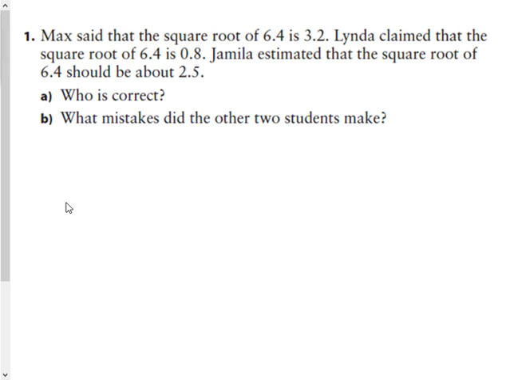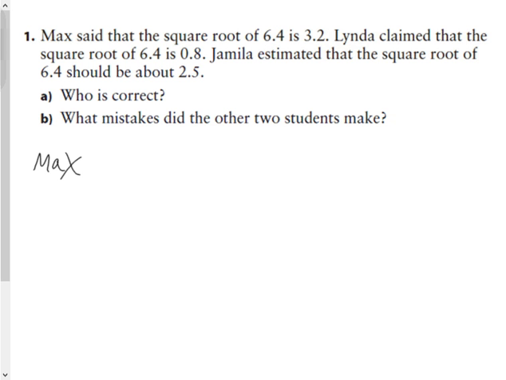All right, this is section 2.4, your final section of rational numbers. This is calculating the square root of rational numbers in decimal or fraction form, as well as estimating the square root of non-perfect square numbers. So the first question has three people: Max, Linda, and Jamila.